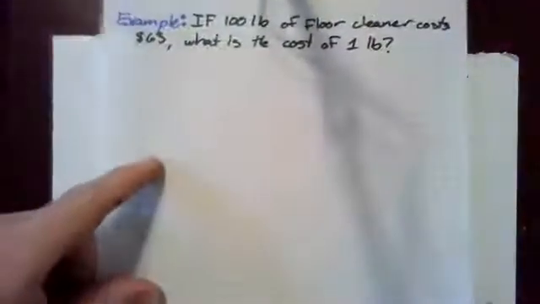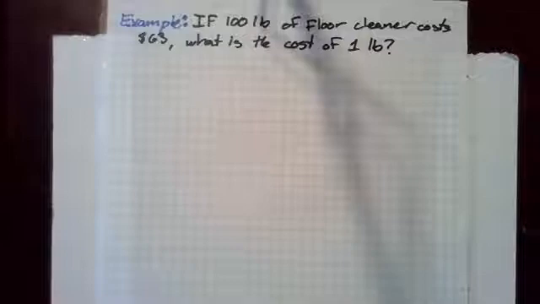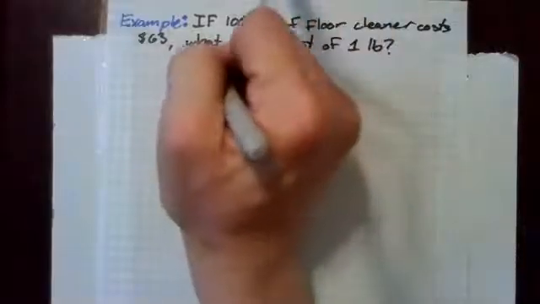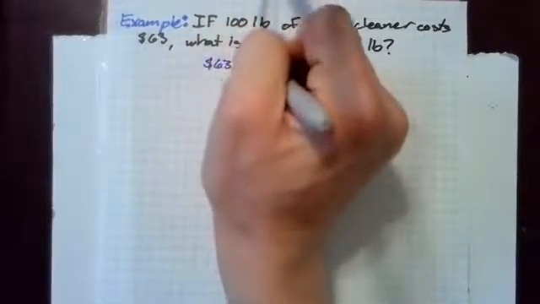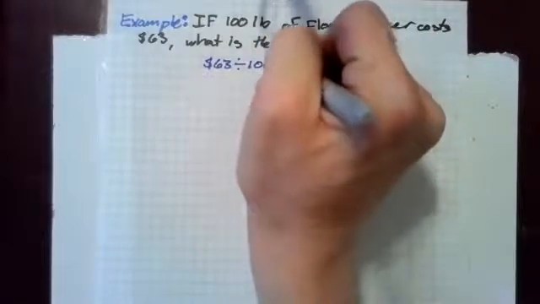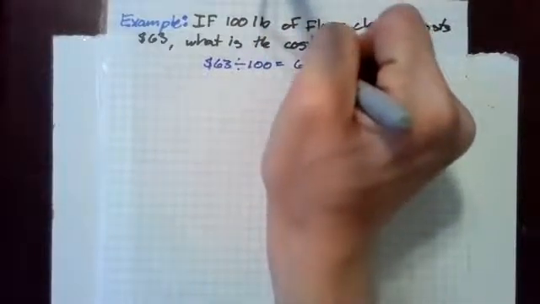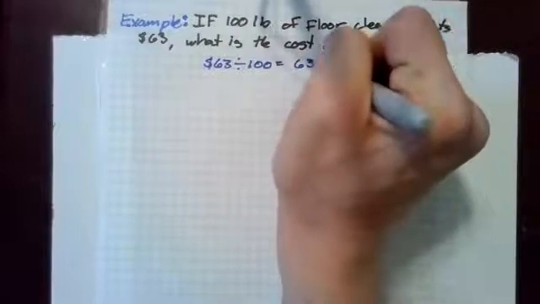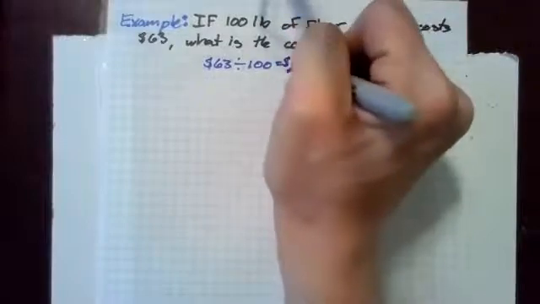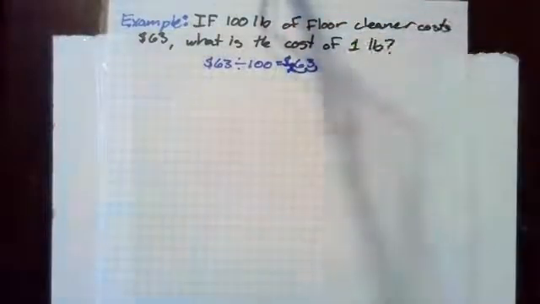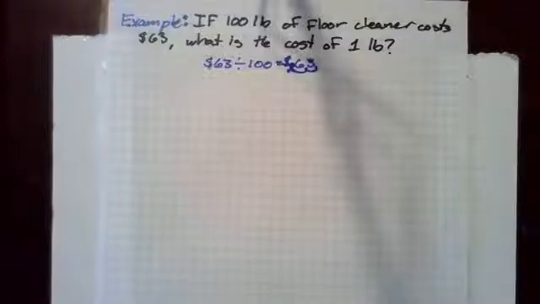Our last example is a word problem. If 100 pounds of floor cleaner costs $63, what is the cost of 1 pound of floor cleaner? For this, all we need to do is take $63 and divide it by 100. Well, that means we take our 63 and we move our decimal place 2 places to the left. And that's 63 cents for our 1 pound of floor cleaner.